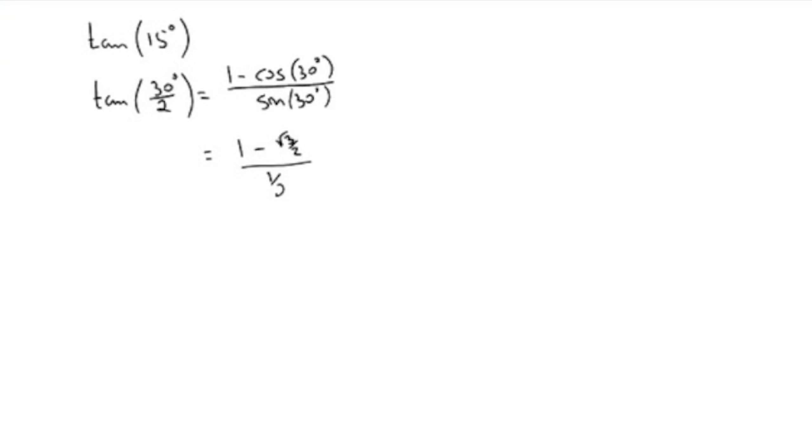Simplify. Multiply everybody by 2. When you multiply by 2, it becomes 2 minus the square root of 3, all over 1. So that is 2 minus the square root of 3, which is the tangent of 15 degrees.